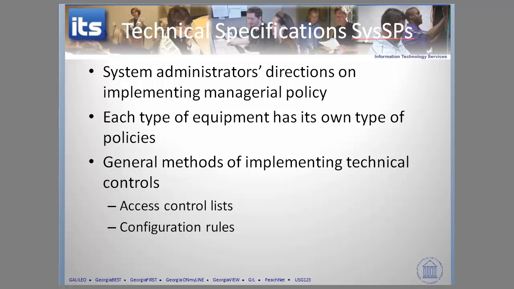It's going to allow you to get down to the nitty-gritty, very specific about how you control those environments. There are two real general mechanisms for implementing technical controls. One's called access control lists, another is using configuration rules. They're actually pretty related. And what I'm going to do in the next video is dig into access control lists and look at how you would configure access control lists.